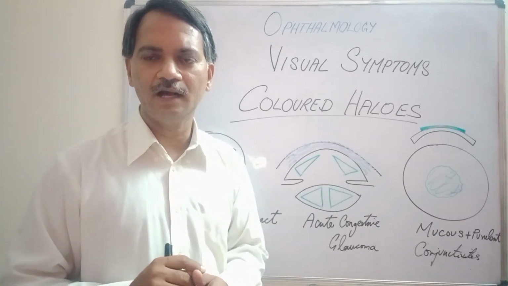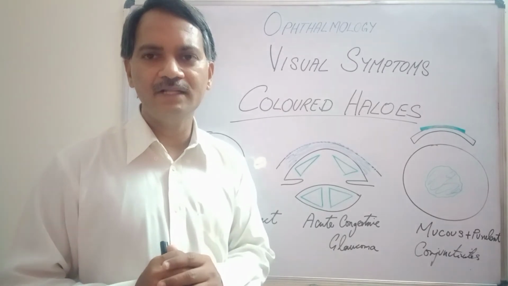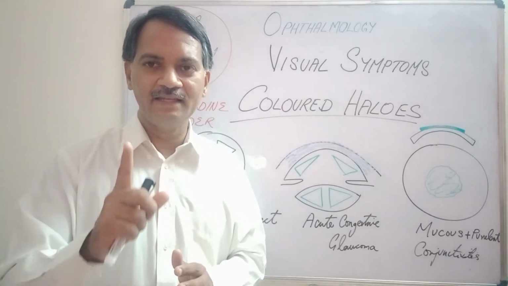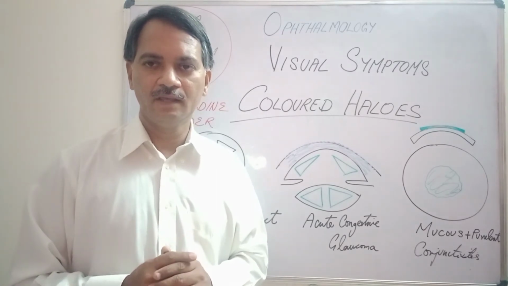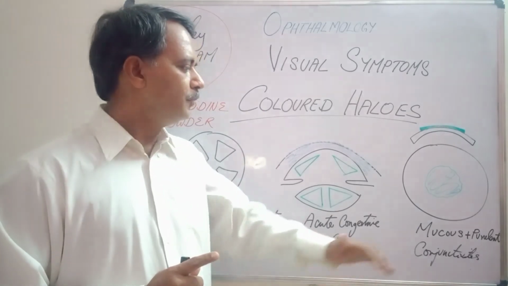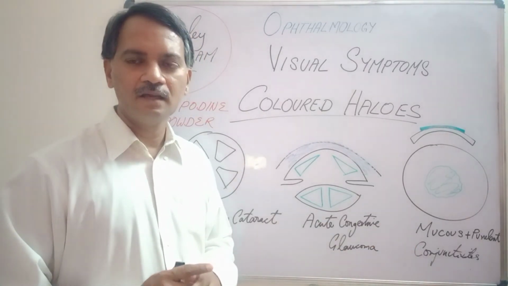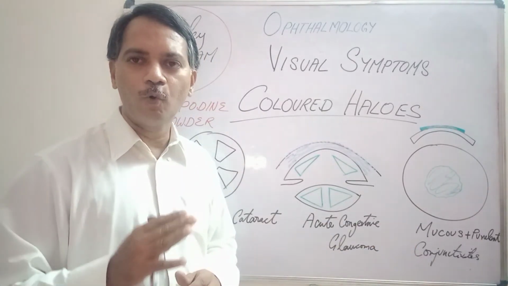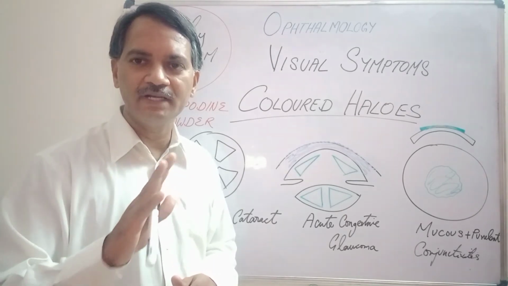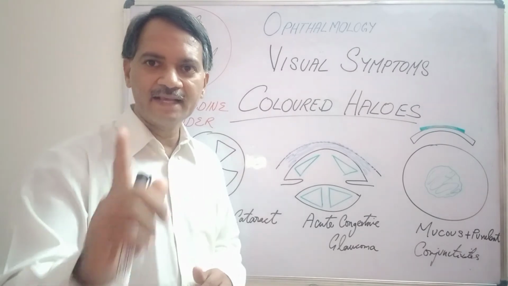Now let us see how to differentiate between these three conditions. First, you give a saline irrigation for the eye. If the colored halos are due to mucus conjunctivitis, the saline irrigation will wash out the mucus and the colored halos will disappear.